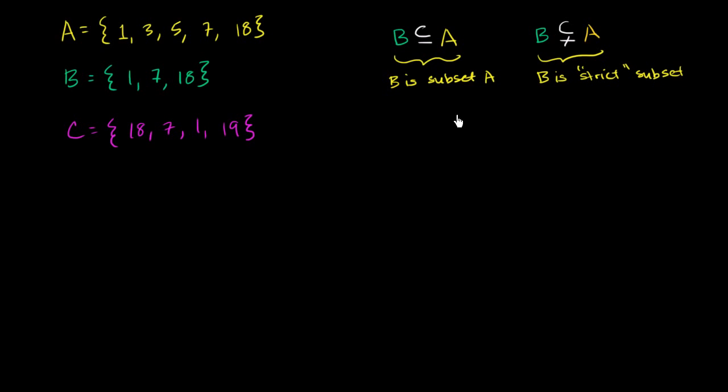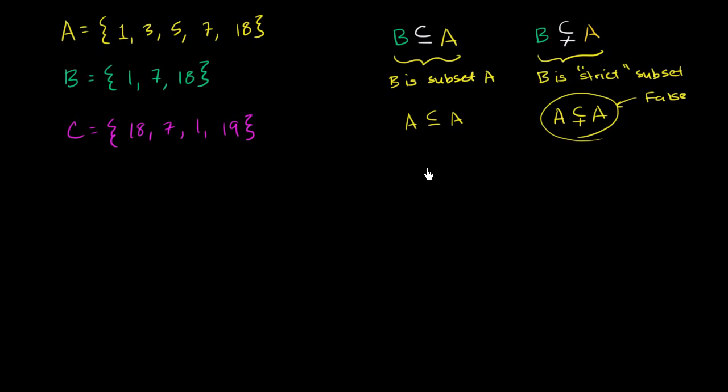subset. So for example, we can write that A is a subset of A. In fact, every set is a subset of itself because every one of its members is a member of A. We cannot write that A is a strict subset of A. This right over here is false.